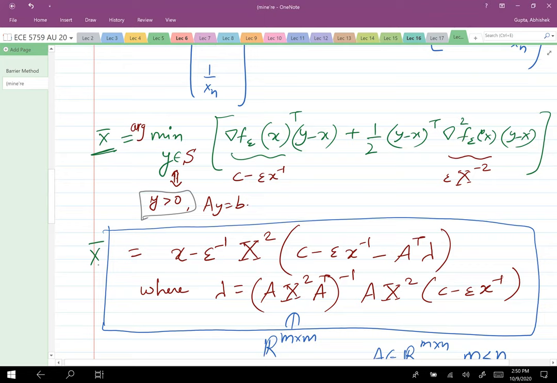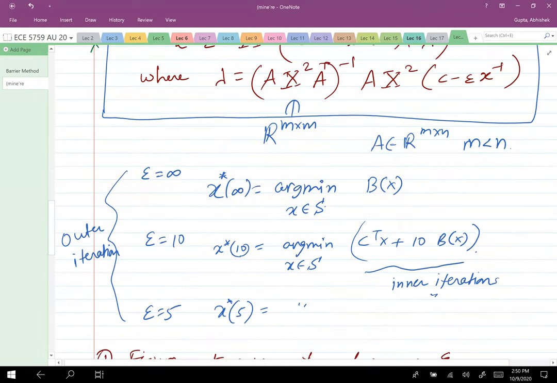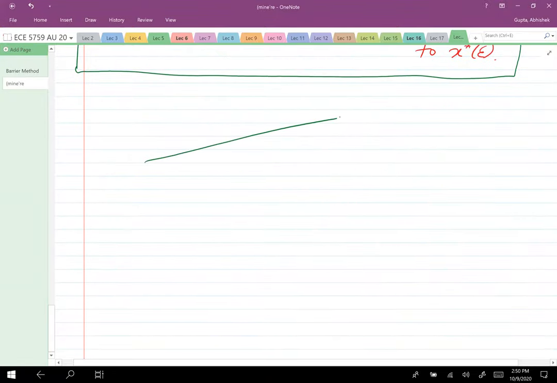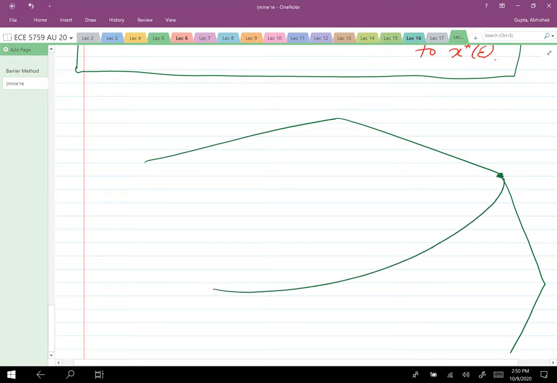Okay, so in the property, if that is the X bar, then what is X there? Right. So X is any generic point in the space. Let's go back to this figure. This is my central path. Let's say I fix my epsilon to be 10. I want to get close to this X star 10 point, and I'm standing here at X. So one Newton step would be this X bar. Let me call it X bar one. The second Newton step would be X bar two, and the third Newton step will be X bar three.